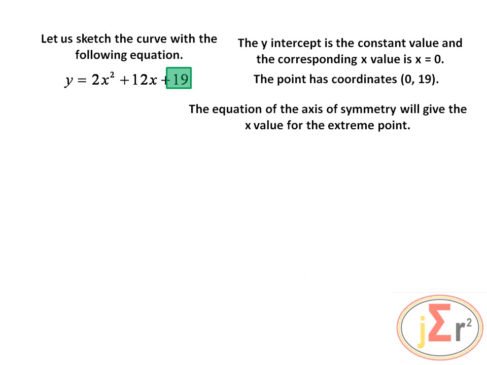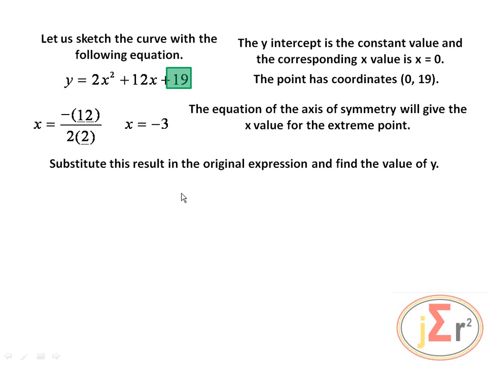The equation of the axis of symmetry will give the x value of the extreme point. So let us put in our template, and of course we mean minus b over 2a, and this is the value of b. A positive 12 will go there, and a is 2, so 2 times 2, we'll have that right there, and so x is equal to negative 3 when we simplify this. Negative 12 divided by 4 is negative 3.